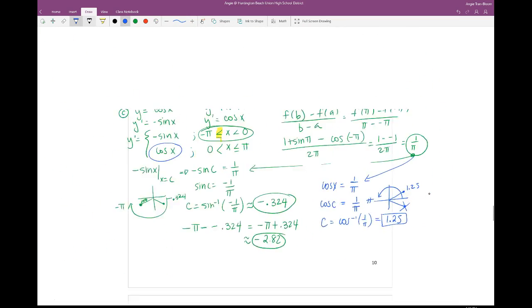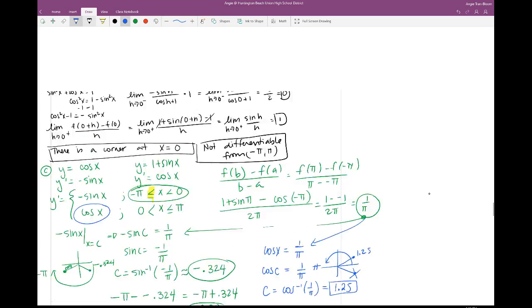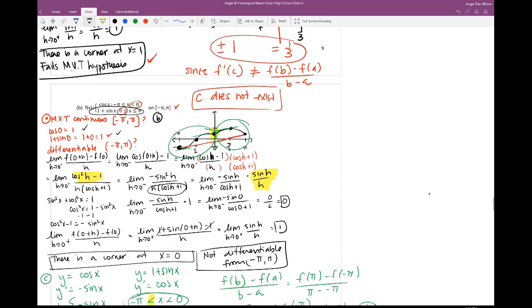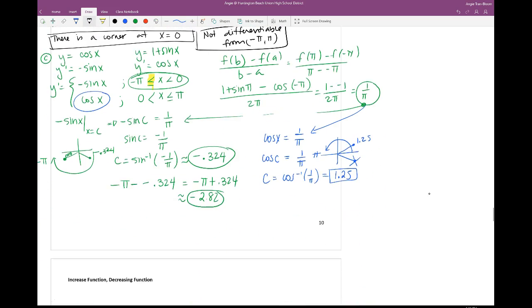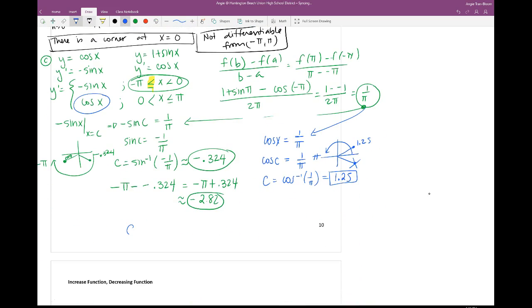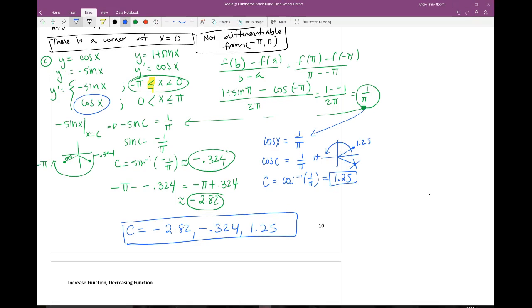That matches up with the graph that we had, which said there should be one c value on the right. So now we have a total of 3 c values. The c values are negative 2.82, negative 0.324, and positive 1.25. So when it comes down to it, those are all of the c locations. And this is the end of example number 3. I know that was a long one.